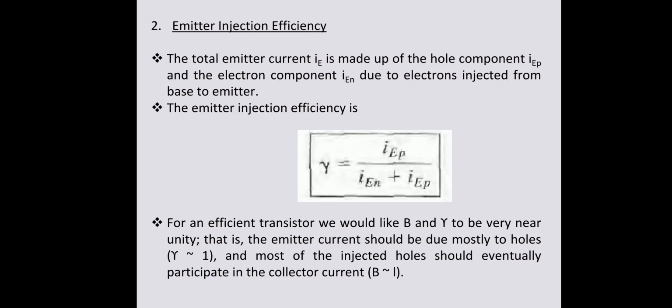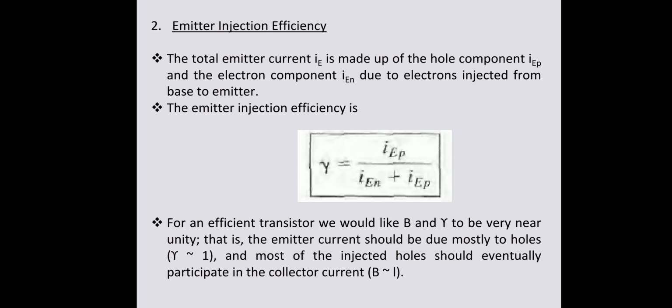Second parameter is emitter injection efficiency. So we can see what is emitter injection efficiency. We said that for a PNP transistor, the emitter is made up of holes. The majority carriers at the emitter side are holes. So those holes will diffuse from emitter to base through the forward biased emitter base junction, and that will accelerate it towards the collector junction.